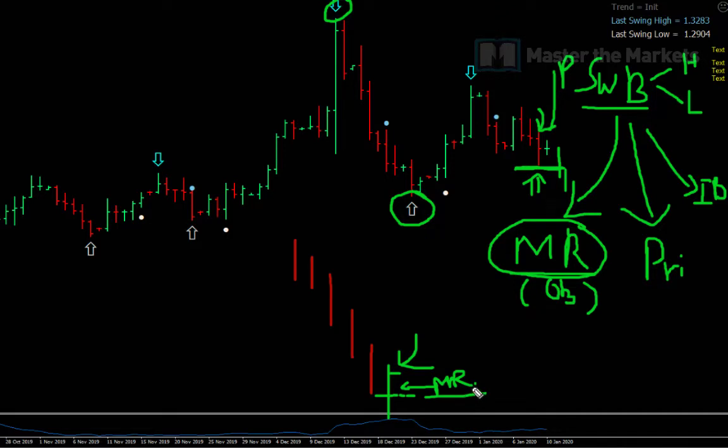Okay, now the mid-range bar I said can also become an OB2. So what I mean by that is that let's say, for example, if I erase this away, I believe some of you can already visualize what I'm going to say.